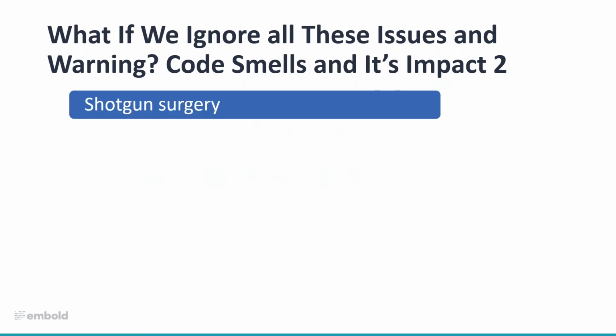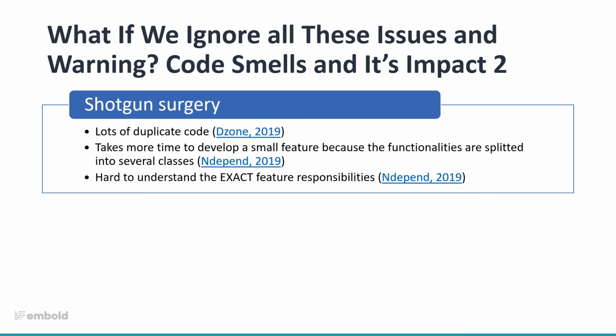Okay, and the next smell we call shotgun surgery. This smell has a method that has incoming dependencies from outside the class. So why is it called shotgun surgery? Because if we fix this method which has incoming dependencies, it will also have a ripple effect on other classes outside. So that's why it is called shotgun surgery.